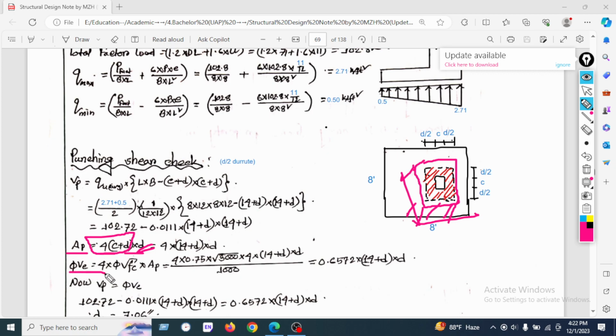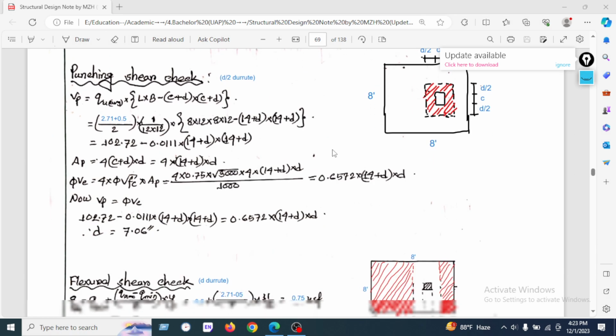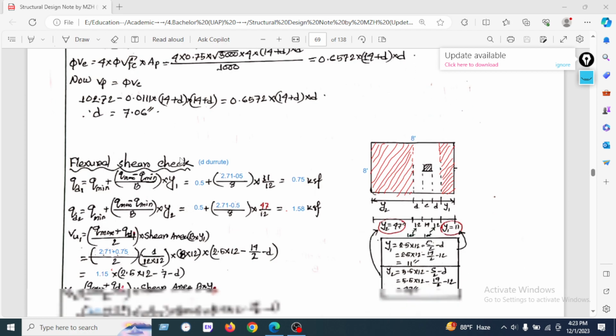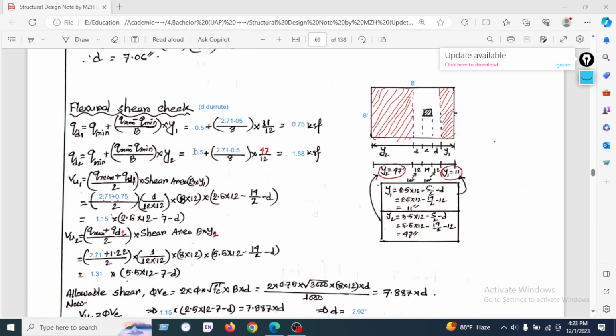So now we will provide this formula for phi into F and C into AP, and found this formula. Now we will compare this VP perimeter VP with 5BC. Then we will get the value of T. T is found 7.06 inches square. In the same way, we will calculate the value of T as shear checks. It will occur at distance D.